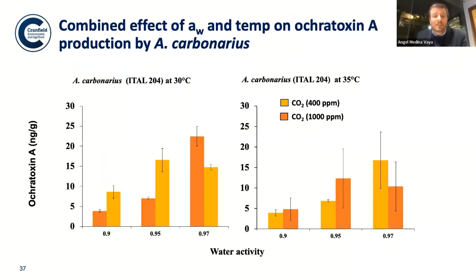The same happens with Aspergillus carbonarius, which is also in grapes and responsible for the contamination of wine with Mycotoxin A. When we look at the orange here, in some cases, depending on the conditions, we can also see that orange might be higher depending on the conditions that we are trying to impose.